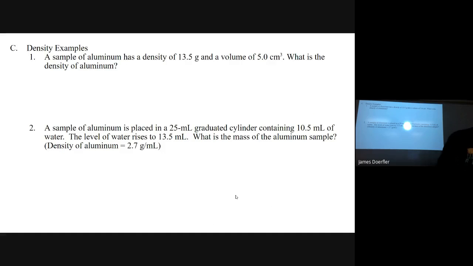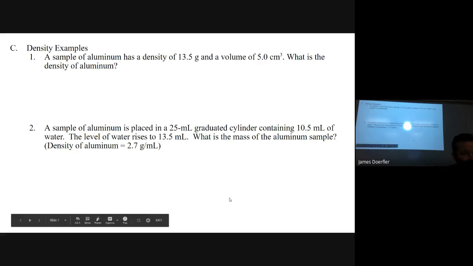First, let's look at number 1. A sample of aluminum has a mass of 13.5 grams and a volume of 5.0 cubic centimeters. What is the density of aluminum?